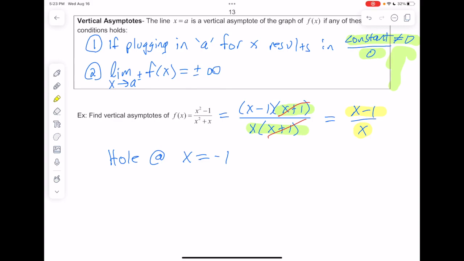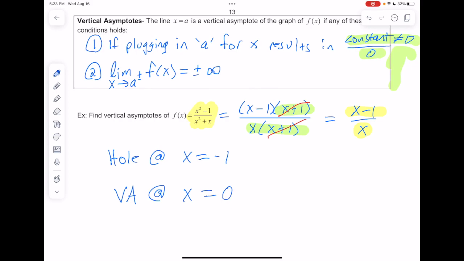Now initially, if you plugged into the original right here, negative 1, you get 0 on top and bottom, and that's inconclusive when that happens. So you want to reduce and then see what happens after you reduce. So after we reduce, we're getting negative 1 up top, 0 on the bottom, which is that undefined type that produces a vertical asymptote. So then we could go ahead and declare that we have a vertical asymptote, or I'll just write VA at x equals 0.